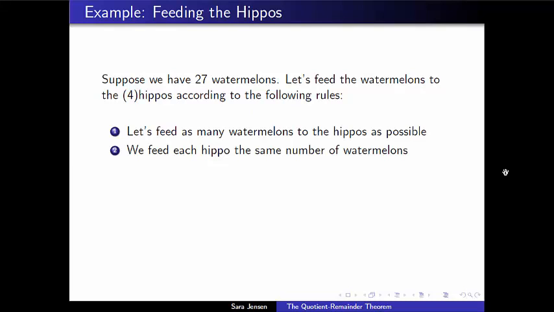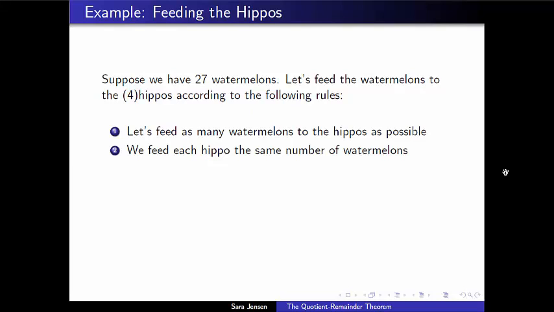Rule number 1 is, let's feed as many of these 27 watermelons to the hippos as we possibly can. We don't need a whole bunch of watermelon left over with nothing to do with it. 1 watermelon is often plenty. Okay? And the second rule let's follow is that let's feed each hippo the same number of watermelons.